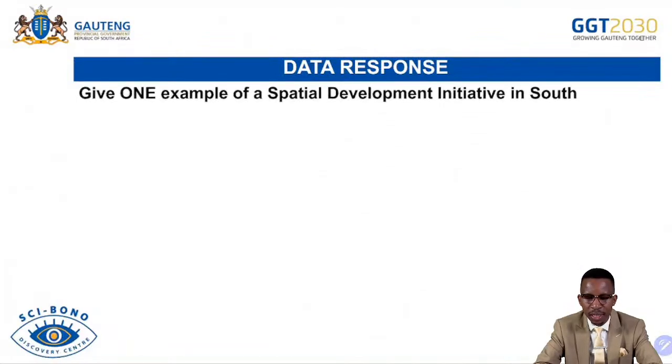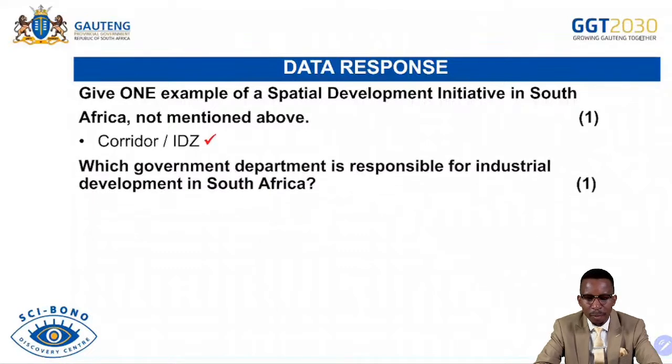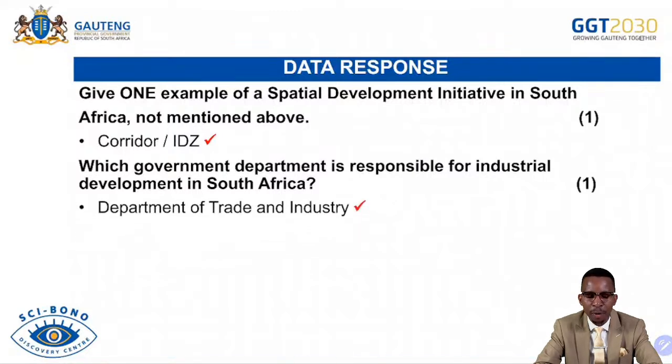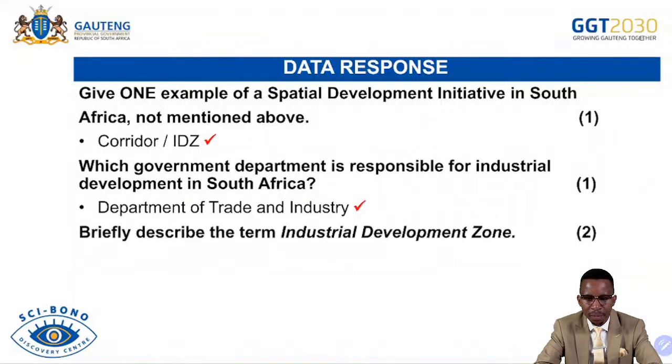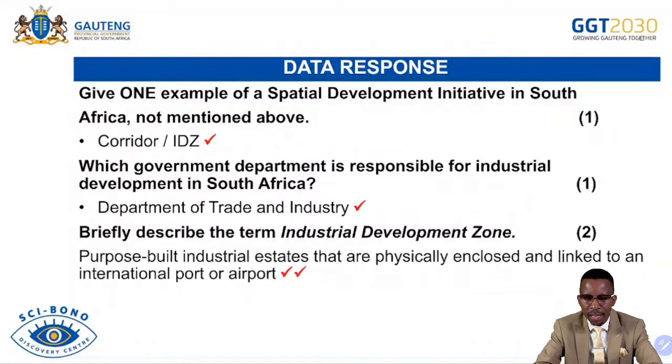Give one example of a special development initiative in South Africa. There's a long list, and in South Africa, not mentioned above, the corridor or IDZ. Which government department is responsible for industrial development in South Africa? That's the Department of Trade and Industry. Then briefly describe the term industrial development zone. These are purpose-built industrial estates that are physically enclosed and linked to seaports and airports, which are mainly international, because it focuses on producing goods locally that should be exported or sold in foreign markets.